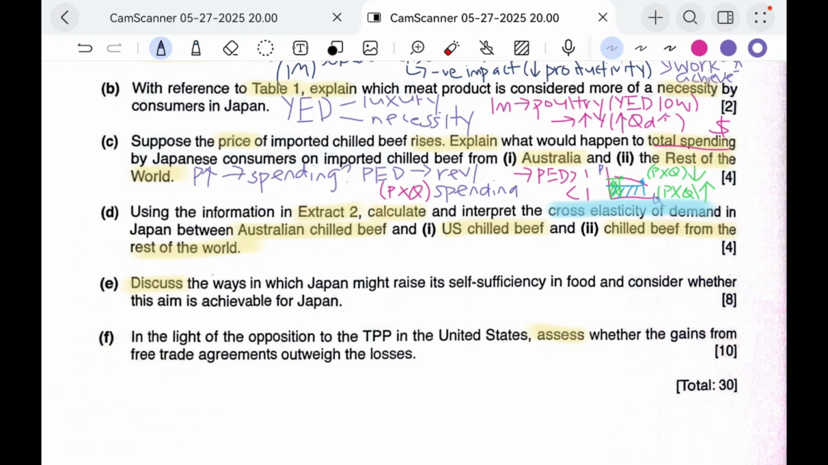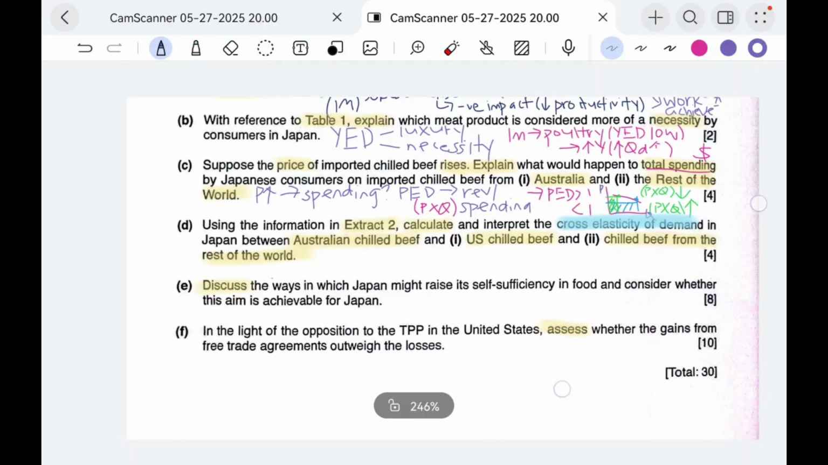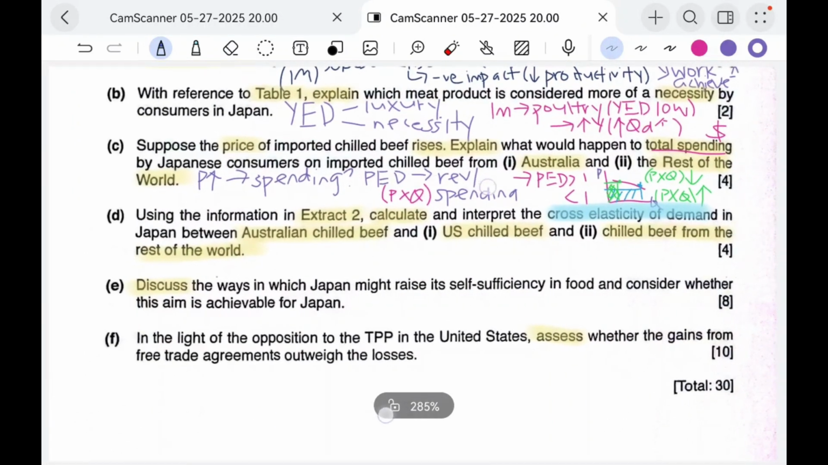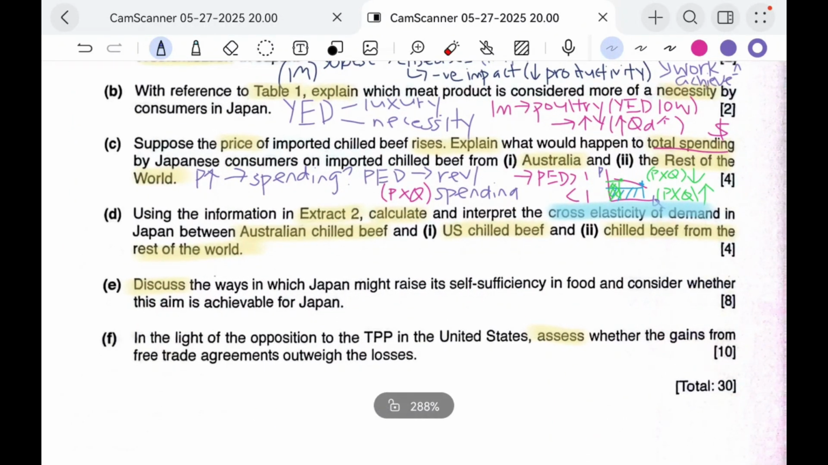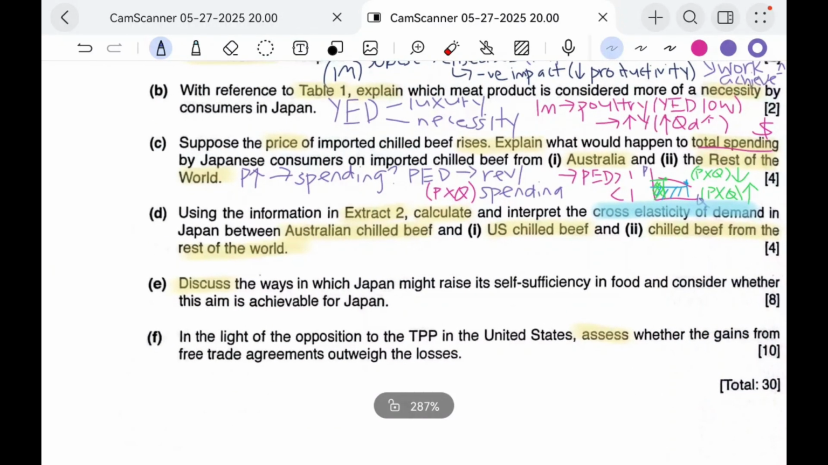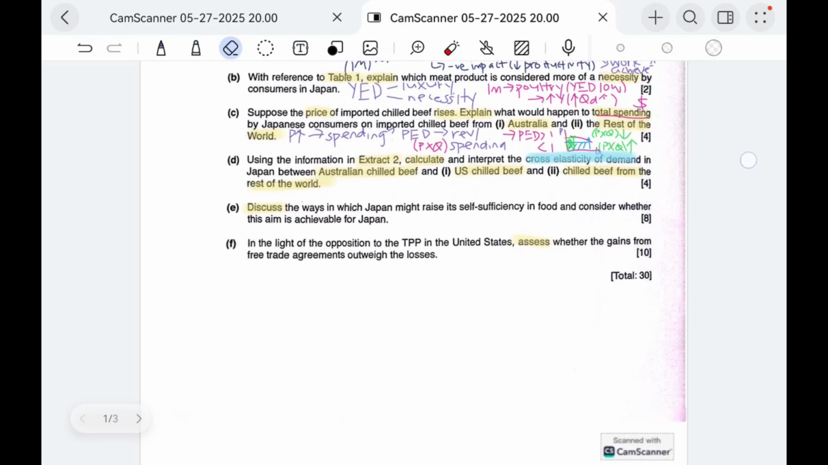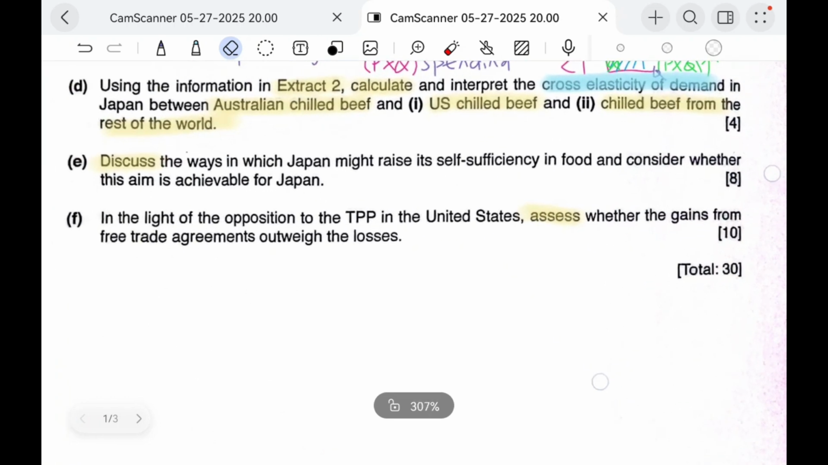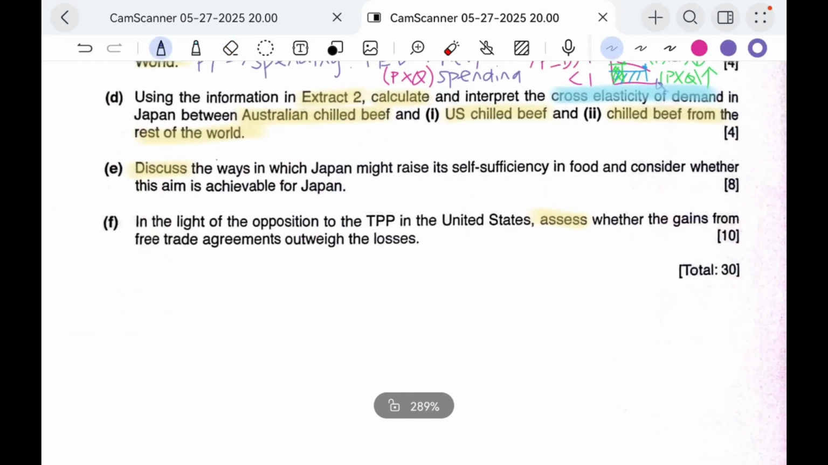Okay, so just to recap on the concept of XED. XED talks about the relationship between 2 goods. So PED and YED is 1 good, how the good's demand changes with income and price. But here XED talks about 2 goods. So for XED, I'll write below so that there is more space, since we don't need the space for part E and F.